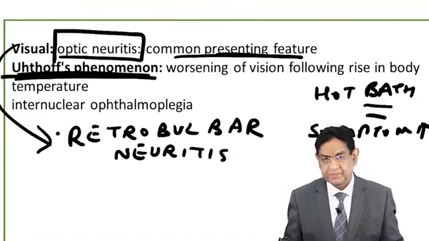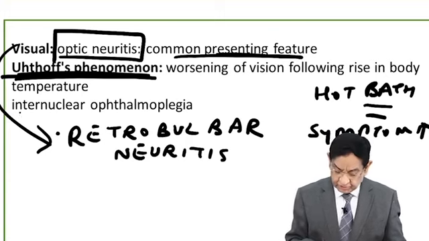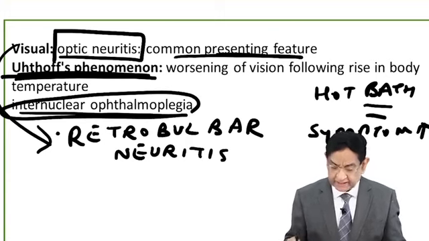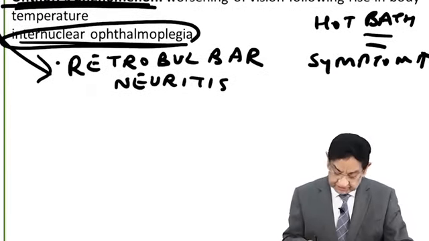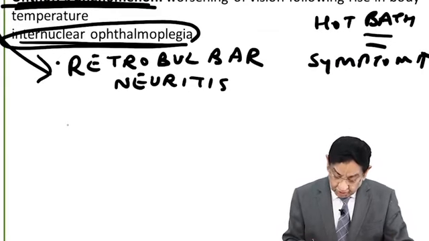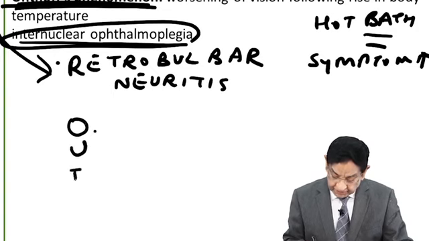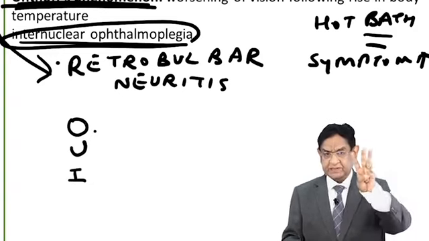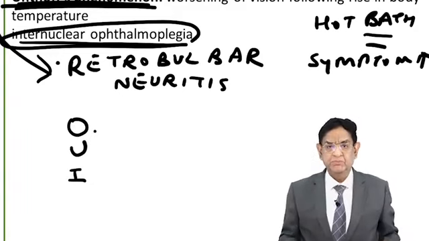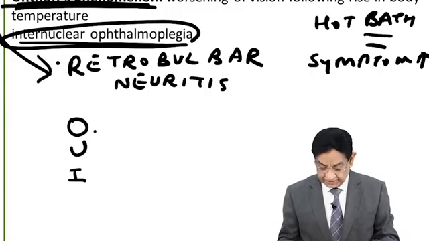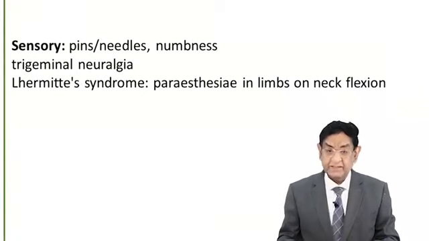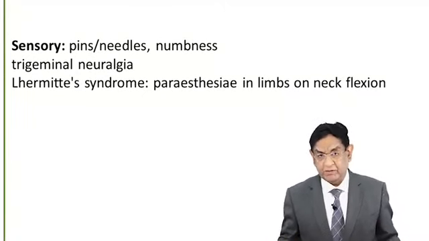And in addition to that, internuclear ophthalmoplegia. If you are getting this word, you are getting multiple sclerosis. So friends, got three things: optic neuritis, Uthoff phenomena, and internuclear ophthalmoplegia. If any one of these is mentioned, most likely you are dealing with multiple sclerosis. Such an important point.